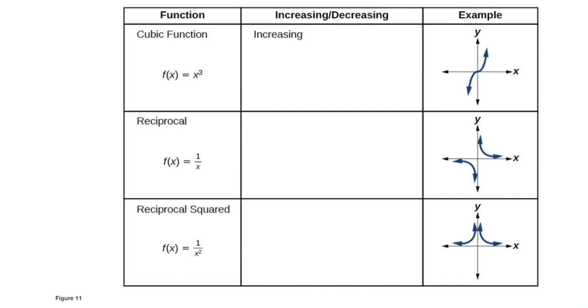Let me see. It's decreasing over its domain from -infinity to 0, and then from 0 to infinity. And we're using parentheses on all of those because it doesn't reach 0. The reciprocal squared is increasing from -infinity to 0, and then it's decreasing from 0 to infinity, all with open intervals.